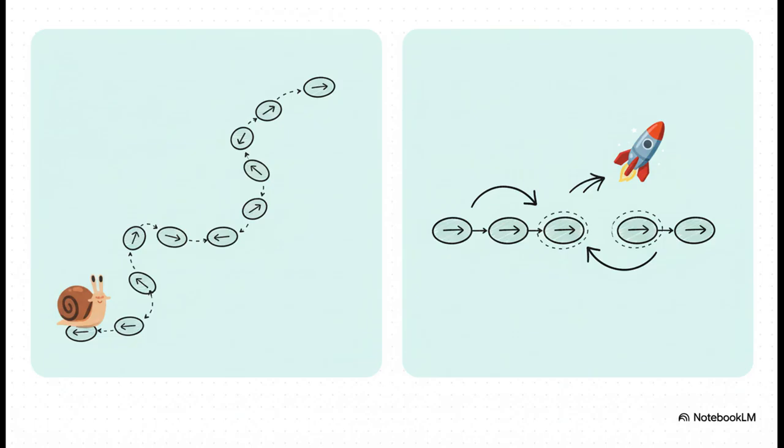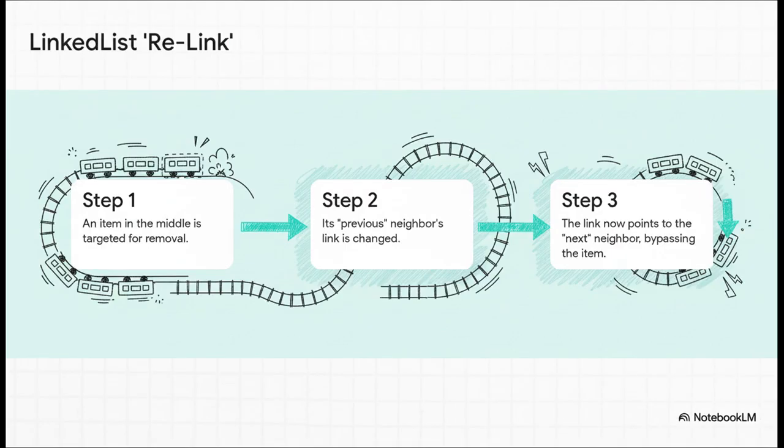But removing an item, oh, this is where the linked list is an absolute superstar. It's crazy fast. And just look at how clever this is. To remove a train car from the middle, you don't have to move the rest of the train. No way. You just go to the car before it and tell it to uncouple. Then you tell it to couple directly to the car that was after the one you're removing. You just reroute the connection, and that middle car is instantly bypassed. No shuffling, no massive effort.